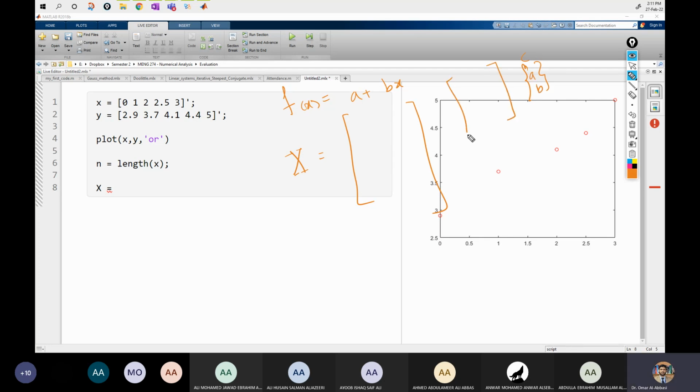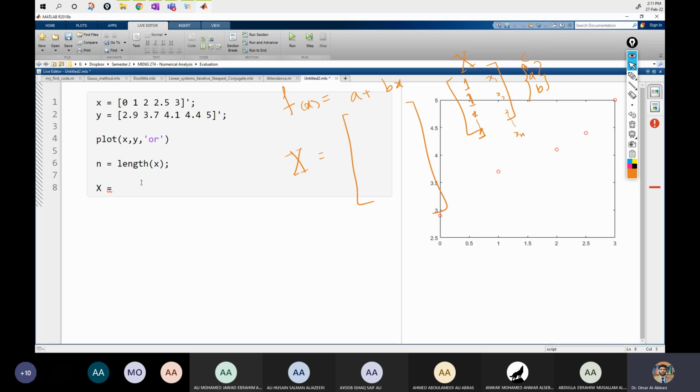And the X capital matrix, what do you see over here? The first column, what does it represent? The coefficients of A, all ones, which are 1, 1, 1, 1, 1, 1, correct? And for B, it is x1, x2, x3, all the way to xn, correct? So how can we write that in MATLAB now? Can you see that the first column is ones?